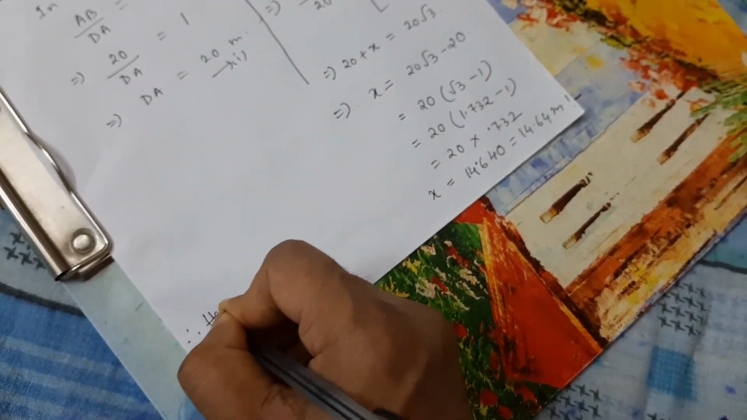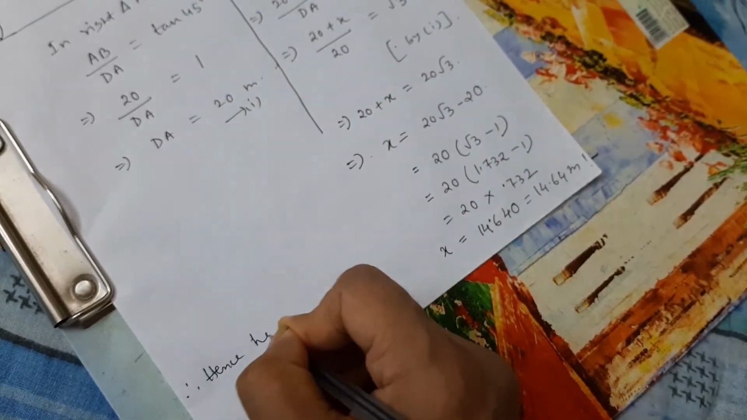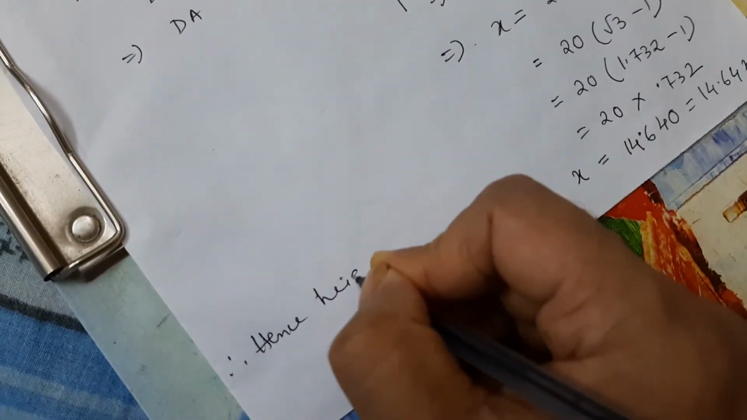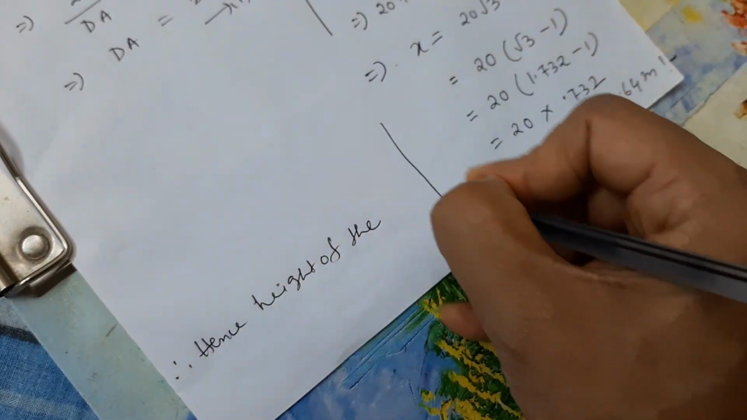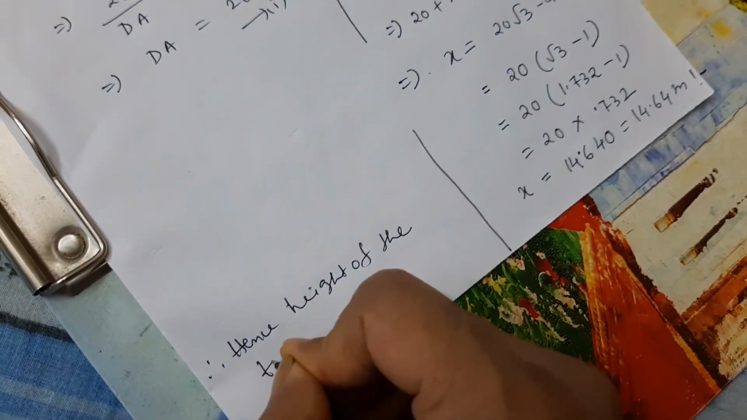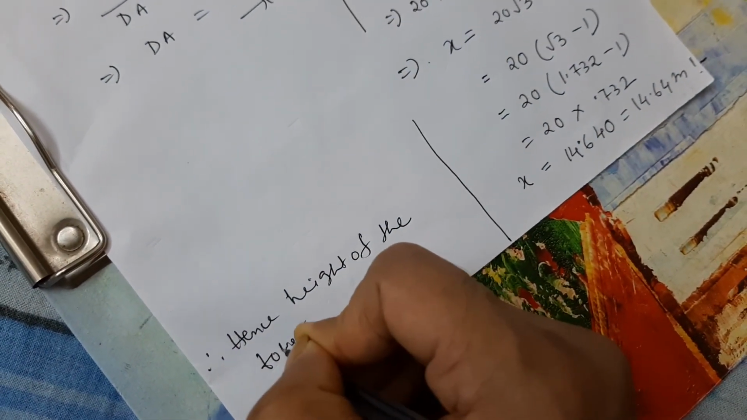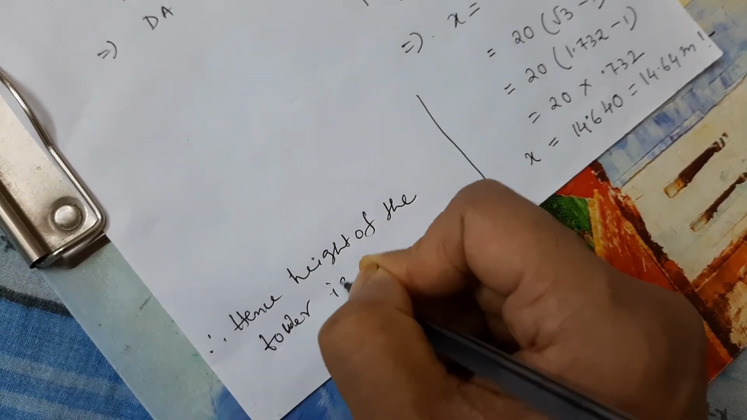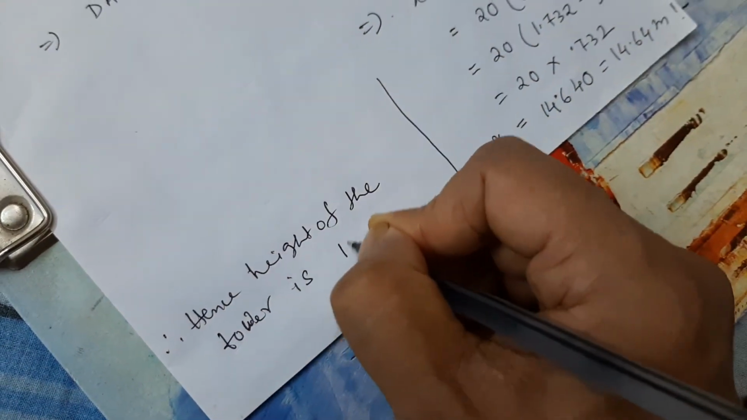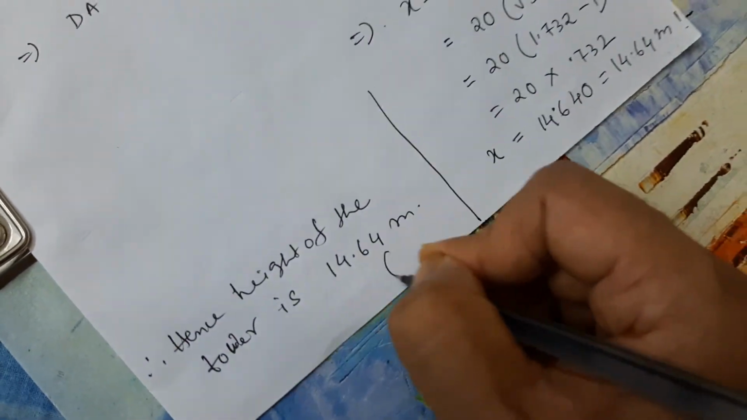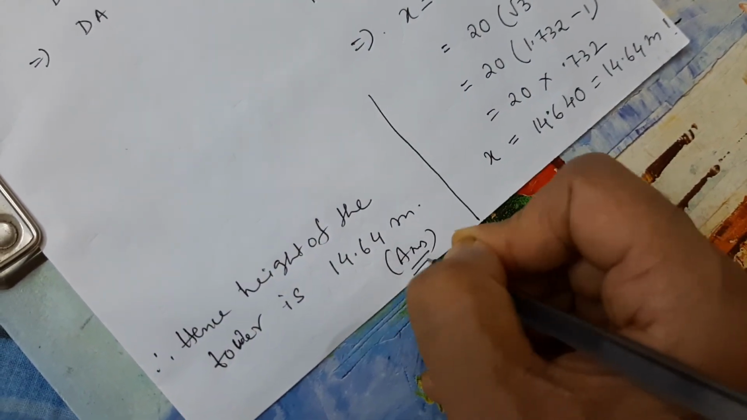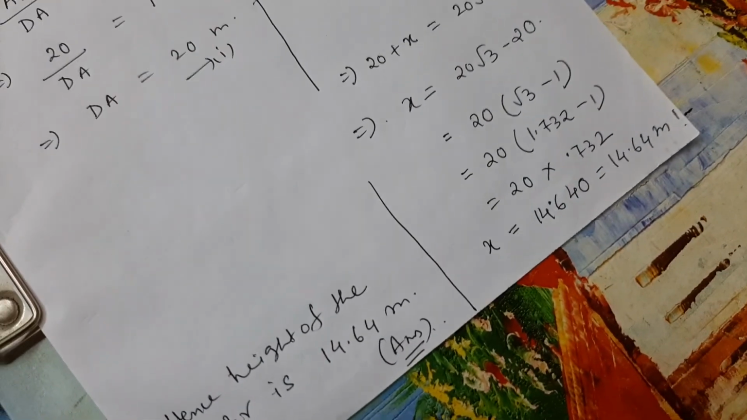Therefore, hence the height of the tower is 14.64 meter. This is the answer. Thank you.